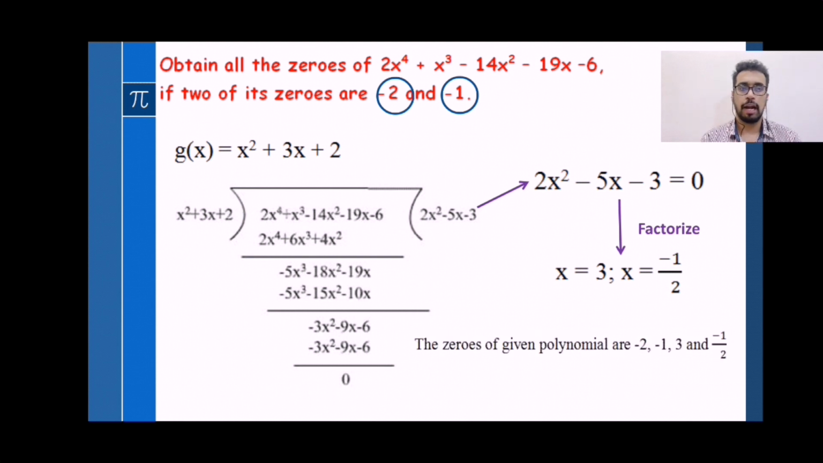So at last, I would like to conclude that the zeros of the given polynomial are minus 2 and minus 1, which are already given, and 3 and minus 1 by 2, which we just found out.